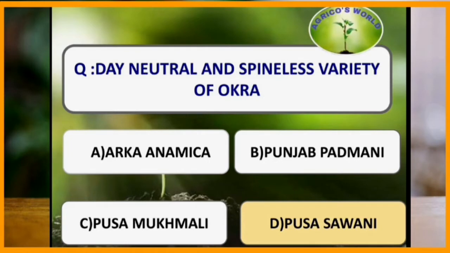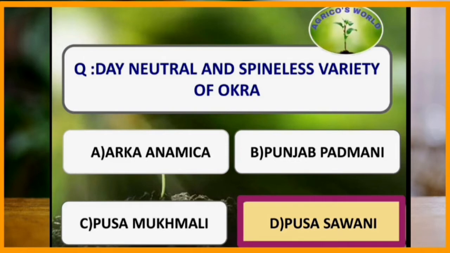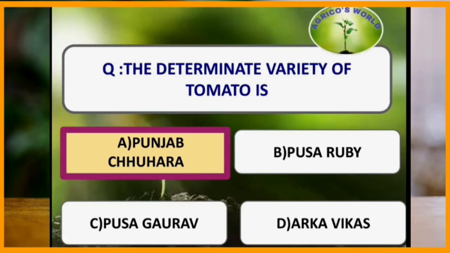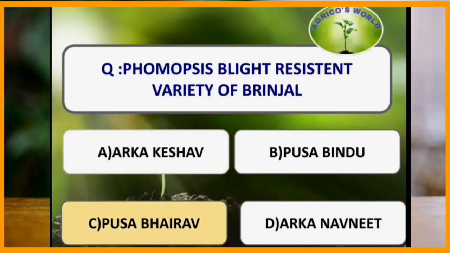What is the day neutral and spineless variety of okra? Pusa Sawani is the day neutral and spineless variety of okra. What is the determinate variety of tomato? Punjab Chuhara is the determinate variety of tomato and it is mostly used for processing.